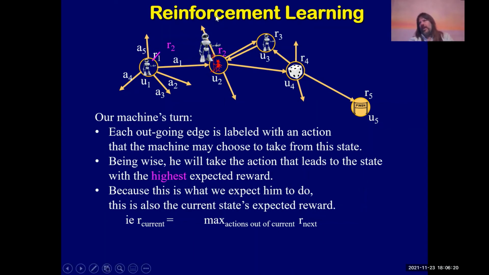That's a rule. If you want to say what property the R values should have, well, one property they should have is that the R value of the current node should equal the maximum over all actions out of the current node of the R value of the next node. Does everybody buy this as an equation that we should satisfy for the R values? Remember, we were struggling with where these R values came from, so we're just writing some properties we want of the R values. Does that make sense?